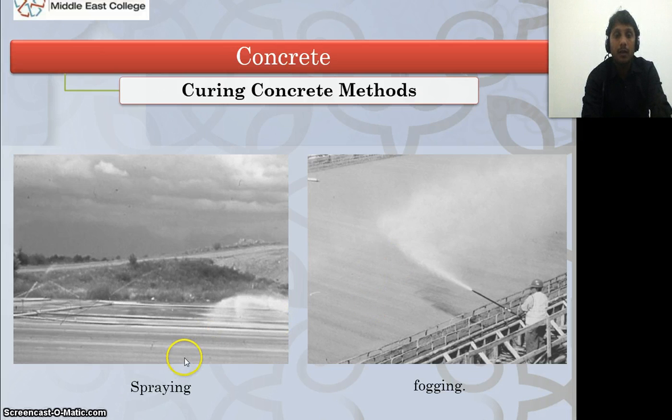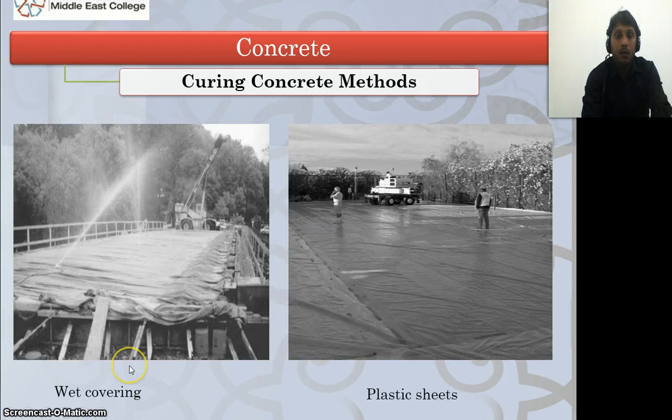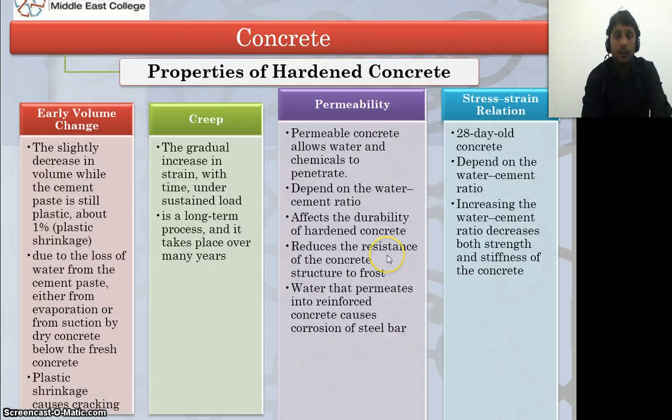We have spraying curing and fogging curing. Here, wet covering. Sometimes the wetness has to be maintained continuously on concrete, so at that time you can use these wet coverings, and we can use this plastic sheet. So this restricts the loss of water content from the concrete due to weathering actions.